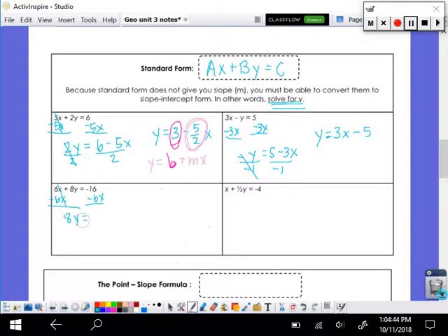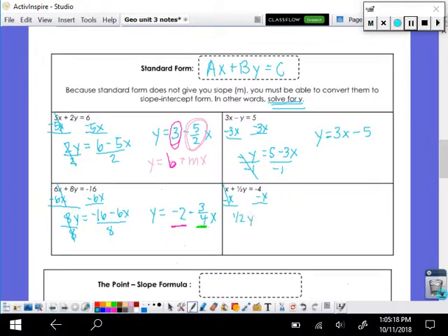8y equals negative 16 minus 6x. Divide by 8. Y equals negative 16 divided by 8 is a negative 2. Negative 6 divided by 8 is going to give us 3/4 x. We've got our slope. We've got our y-intercept. And then the last one, minus x.